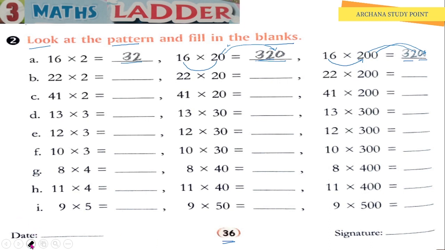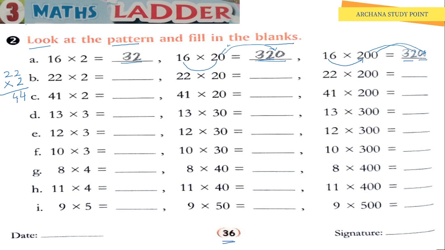Now let's solve question number B. Who wants to solve it with me? Take out your pencil and let's solve it together. Now the next question is 22 multiplied by 2. I'll do it over here, okay? 22 multiplied by 2. We know our tables. 2 twos are 4, 2 ones are 2. Yes, the answer is 44.